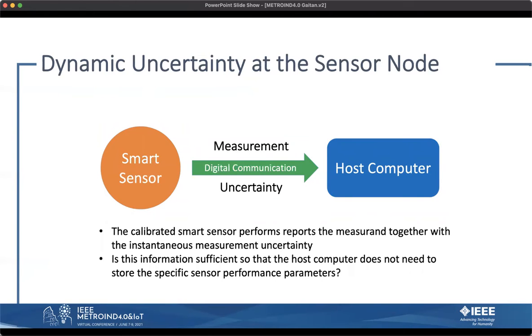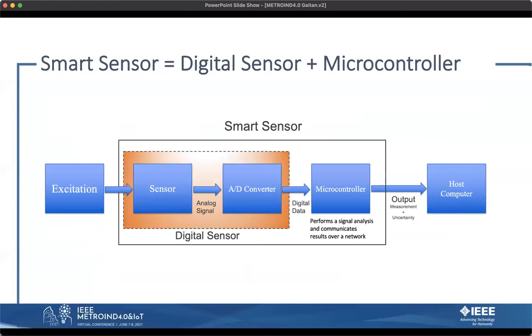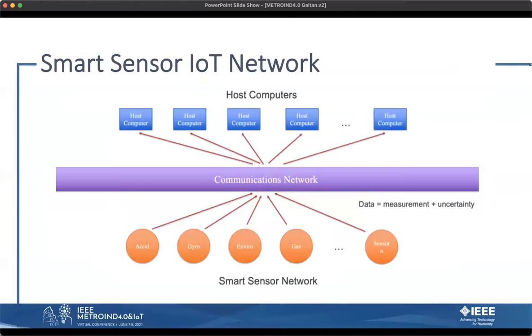In the dynamic uncertainty application at the sensor node, which is what we're talking about here in our proposed communications protocol, the idea is that the analysis and conversion and estimate of the uncertainty is done at the sensor node. So you could think of a smart sensor as a digital sensor, as we might buy a MEMS-based sensor, plus a microcontroller that performs this signal analysis and communicates the results over the network.